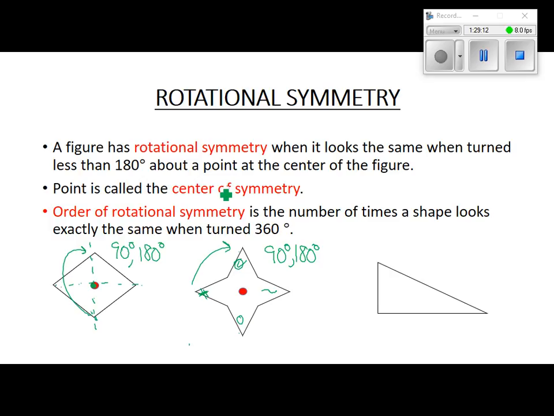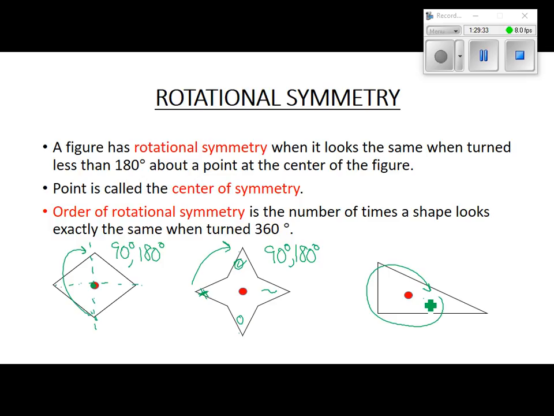This one, we look at the center point for it. It's going to be somewhere in there. Well, no matter how we turn this, it's never going to look the same until it gets all the way back around. So there is no rotational symmetry for this shape.